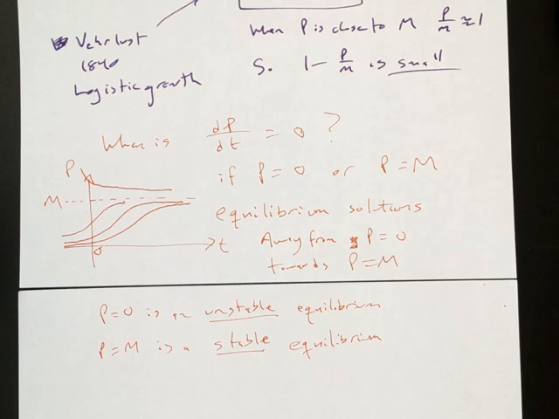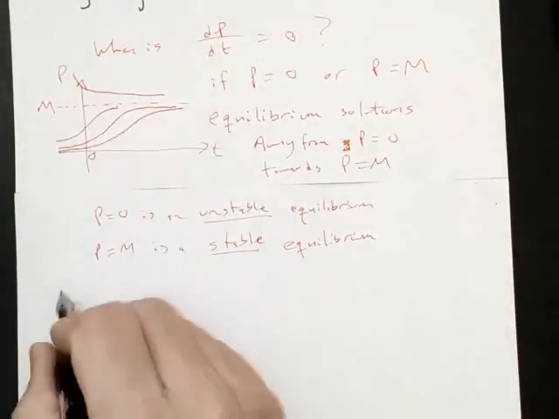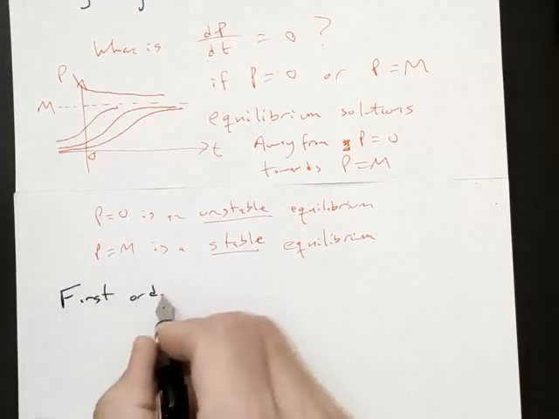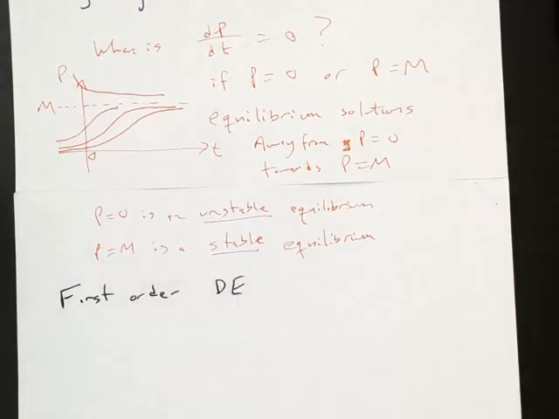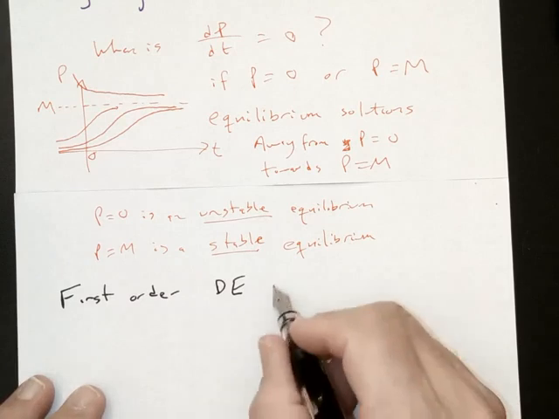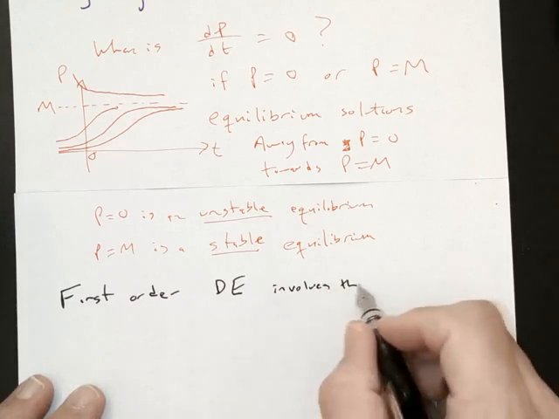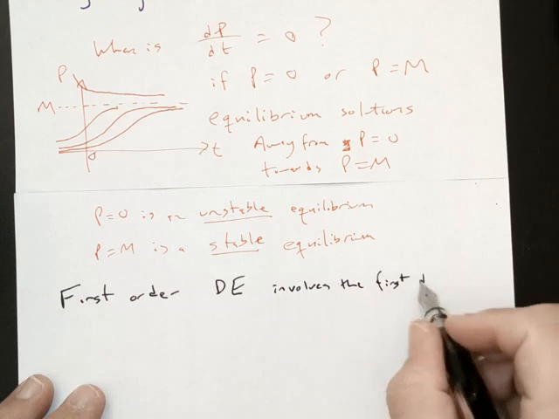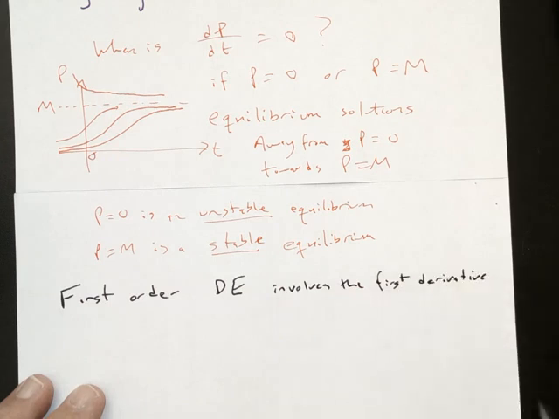These two examples are called first-order differential equations because they involve the first derivative. Shorthand, DE, differential equation. But there's no reason I only have to do first derivatives.